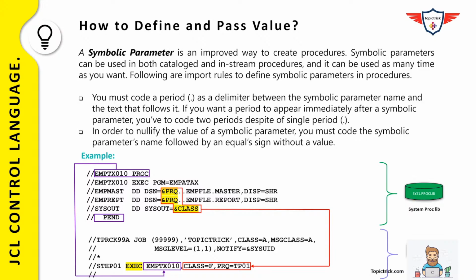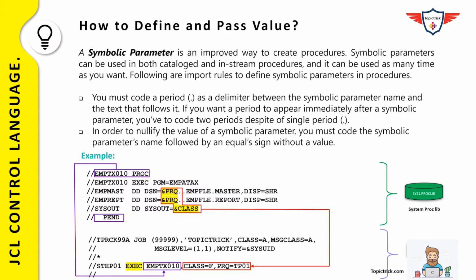You might be thinking why I'm not using an ampersand when I'm passing the value to these symbolic parameters. The answer is that whenever you define or use symbolic parameters in your procedures, you are required to specify the ampersand. But when you want to pass values to these symbolic parameters from your JCL, you are not required to use an ampersand. You have to follow the same practice the way I've just showcased in this example.